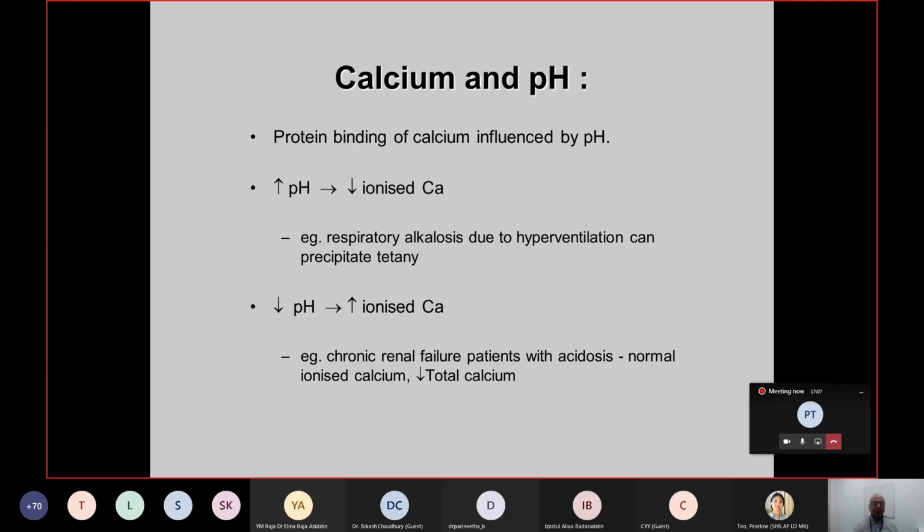in hyperventilation. Conversely, in acidosis, when the pH goes down, like in chronic renal failure, there is more ionization of calcium, and therefore even when the total calcium remains the same, ionized calcium increases. Alternatively, when the total calcium is low, as you often see in some patients with chronic renal failure, the ionization is actually increased due to the acidosis, and it keeps the ionized calcium normal.